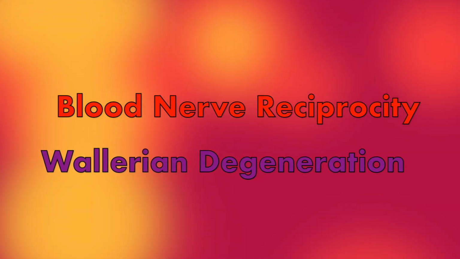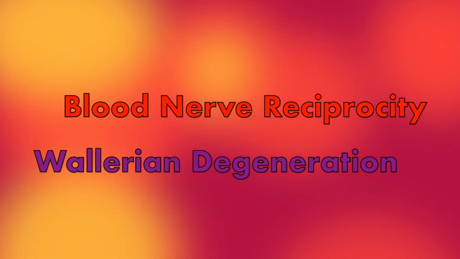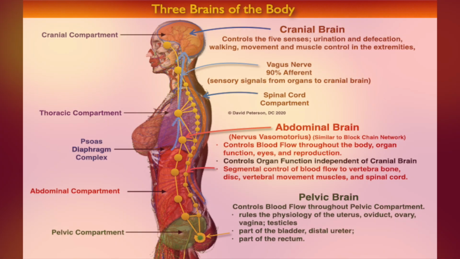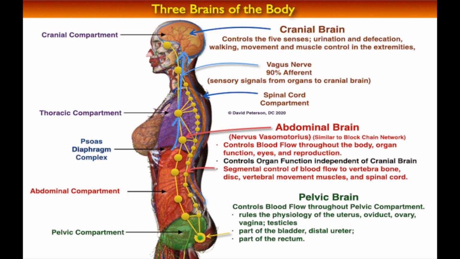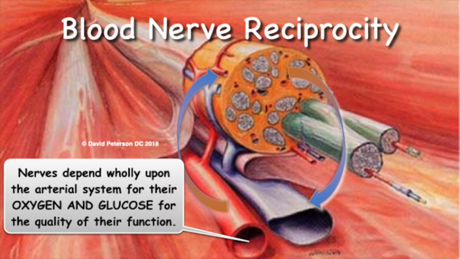Blood nerve reciprocity is the secret behind the proper functioning of our nerve cells and 3 brains. You see, these cells have quite the appetite for oxygen and glucose. The more active they are, the more nutrients they require.